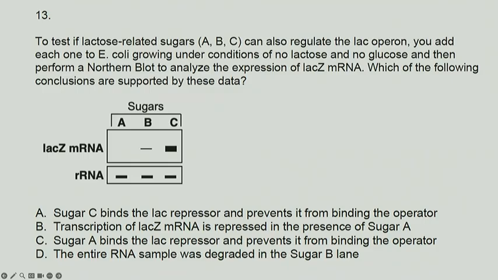And then finally, D: the entire RNA sample was degraded in the sugar B lane. How do we know that's not true? Our control rRNA is still there, right? So it's not that the RNA was degraded, it's just that there's a minor amount of expression with sugar B.